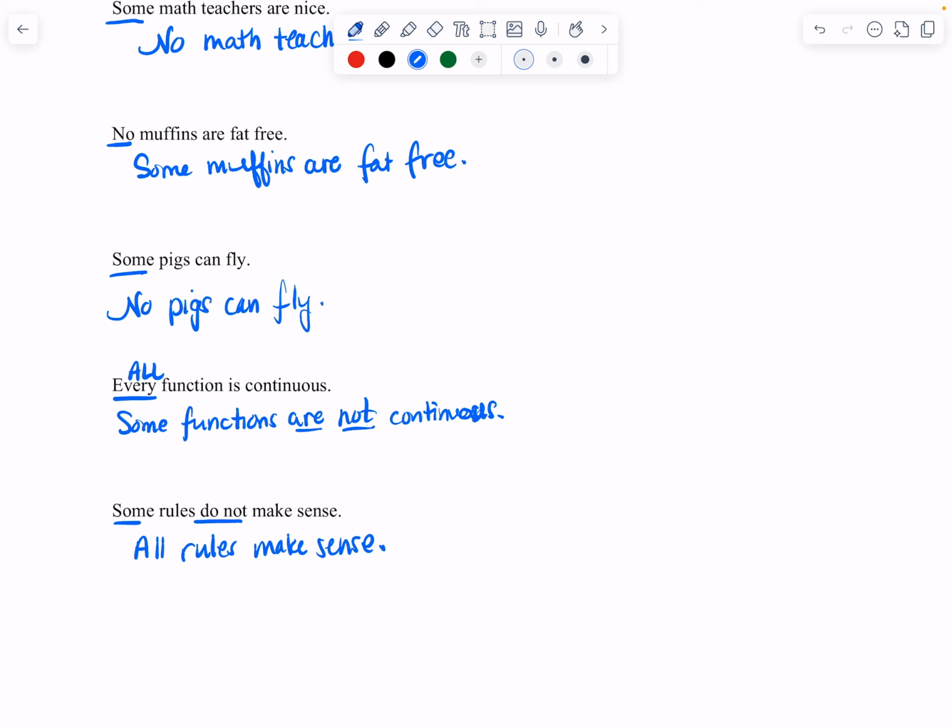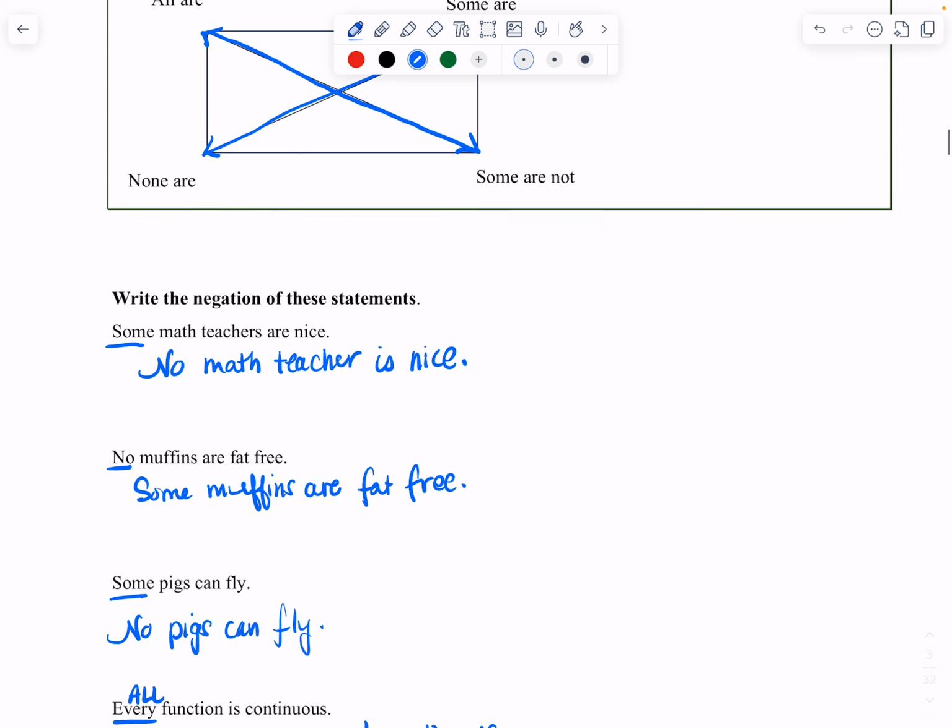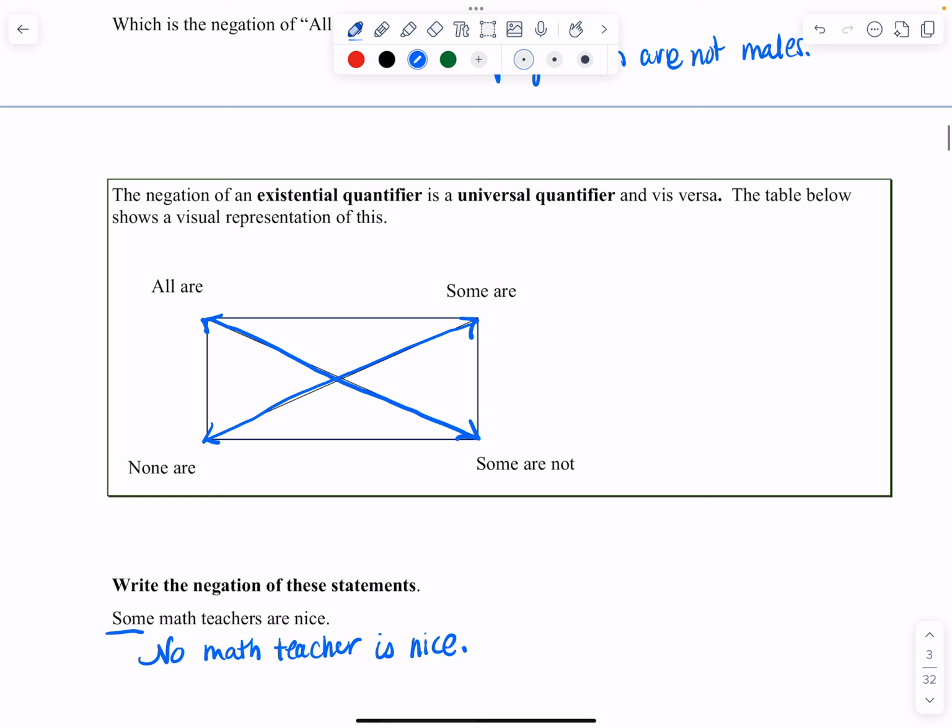Okay, so again, with the universal and existential quantifiers, the negation of all is some are not. The negation of none is some are.